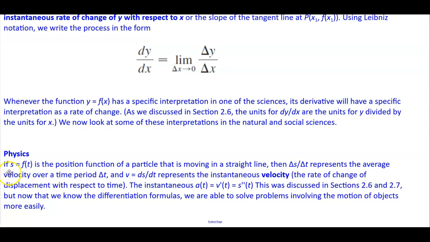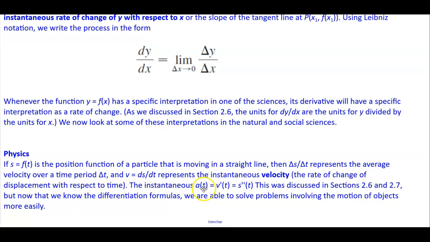For physics, if s is equal to f of t is the position function of a particle that is moving in a straight line, then the change in s divided by the change in t represents the average velocity over a time period change of t, and the velocity v is equal to ds divided by dt, which represents the instantaneous velocity, the rate of change of displacement with respect to time.